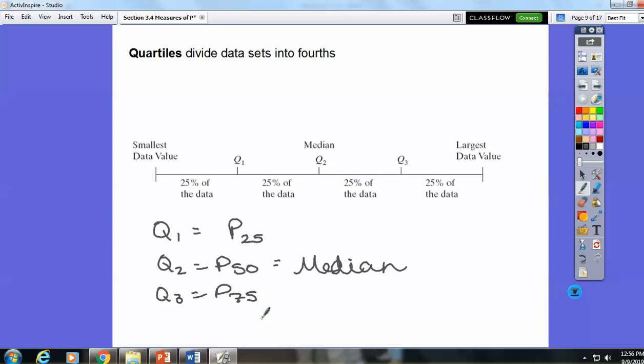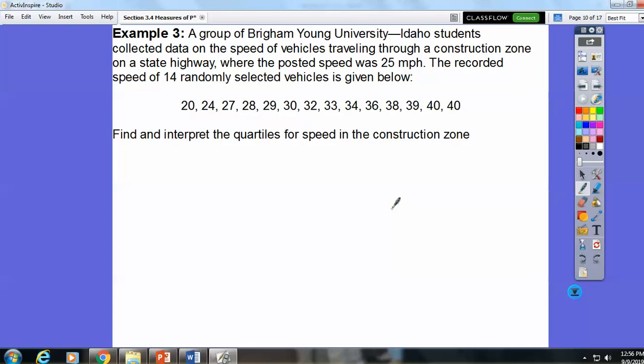So let's just look at a set of data and see if we could find our quartiles. A group of Brigham Young University Idaho students collected data on the speed of vehicles traveling through a construction zone on a state highway, where the posted speed was 25 miles per hour. So here are 14 randomly selected vehicles. Find and interpret the quartiles.